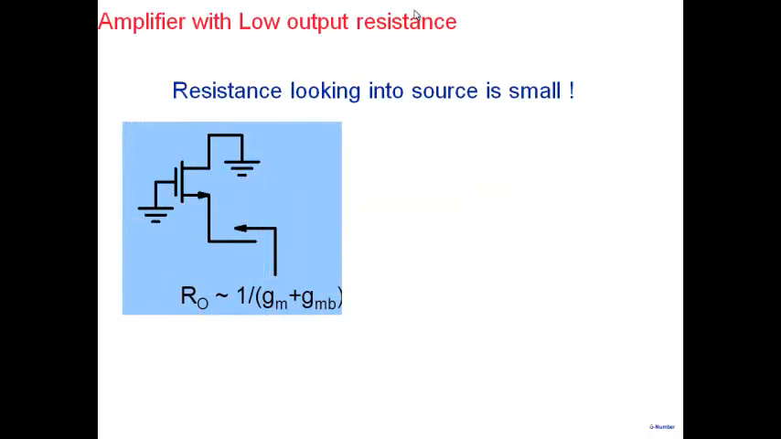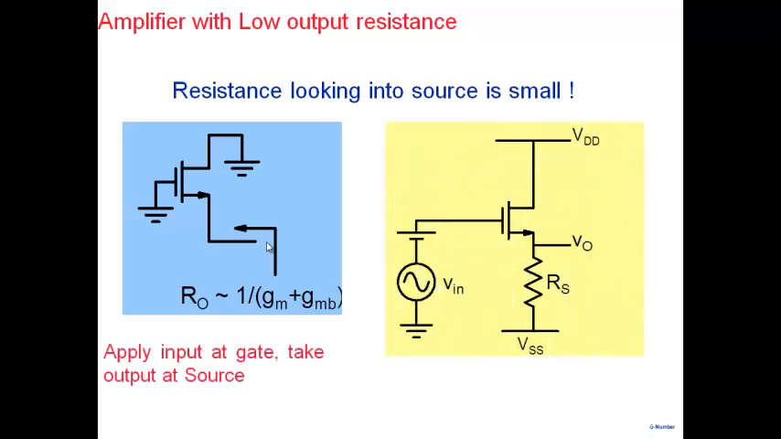The next stage is a common drain amplifier, which is a counterpart of the common collector amplifier. Let's quickly go through the common drain amplifier then. The motivation is we want an amplifier with a low output resistance. We know that when you look into the source of an amplifier, you see a small resistance. Therefore, the idea is why not apply input to the gate and take output at the source end. Okay, so that's the motivation for building this particular amplifier.